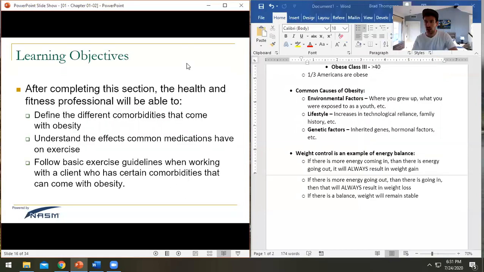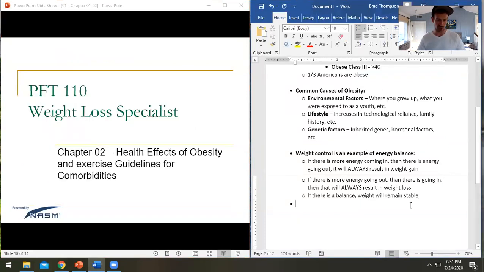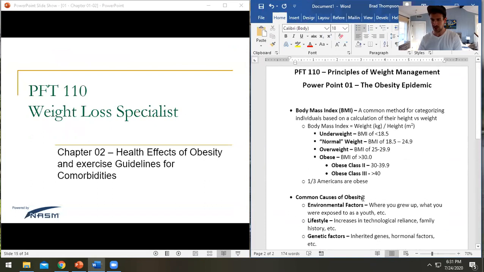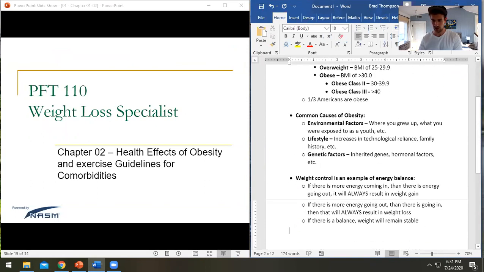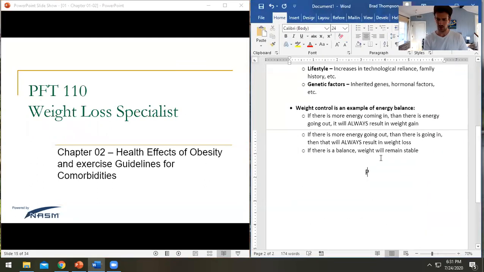Okay, let's put this up here. So PowerPoint 2, which is health effects of obesity. Center that, 24. Yeah, stop it.